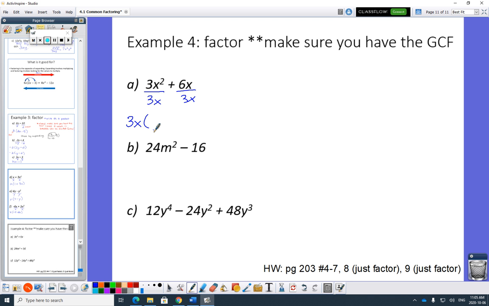So 3 divided by 3 is 1. X squared divided by x is x. I'm just going to write it in. You don't have to. You could write it like this. 6 divided by 3 is 2. X divided by x, 1 minus 1 is 0.